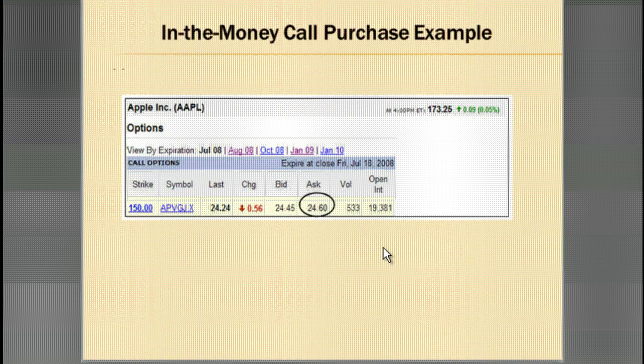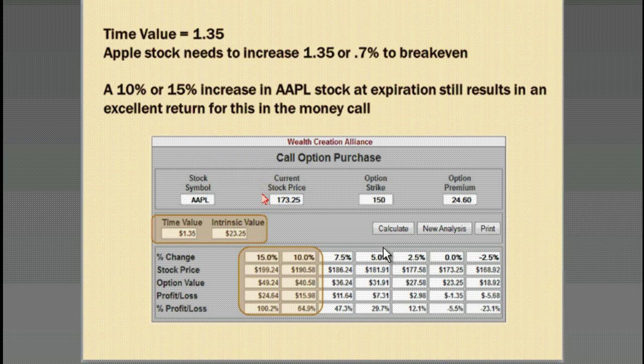So let's look at an in-the-money example. And again, the stock at the time was trading at 173. So if we were going to buy the 150 strike call, that would be an in-the-money call. And at the time, that was trading at 2470. And we run our call option purchase calculator, and we can see that this option in the money has mostly intrinsic value. It's 2325 intrinsic value, only 135 time value. So if the stock is flat at expiration, you're going to have a 5% loss as opposed to 100% loss for the out of the money.